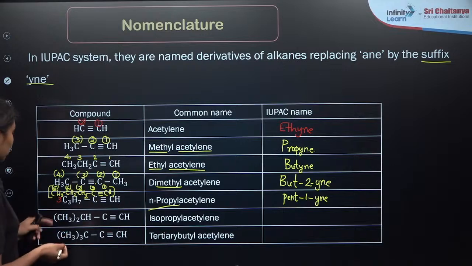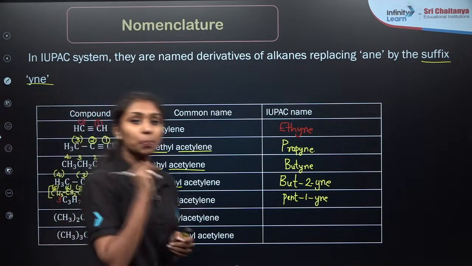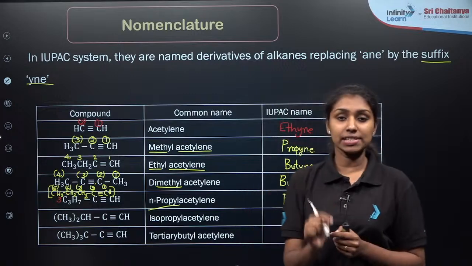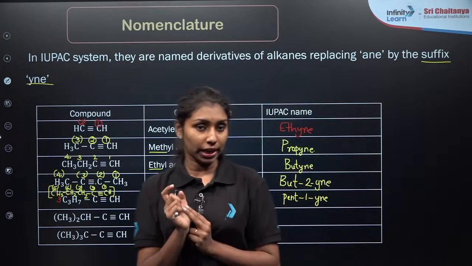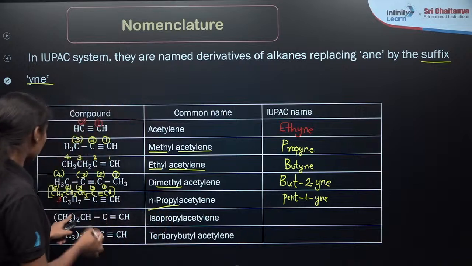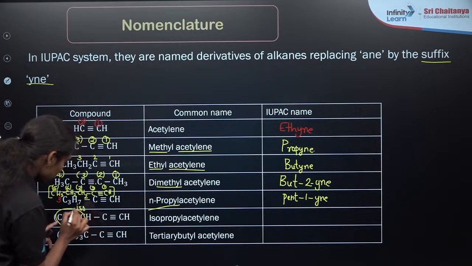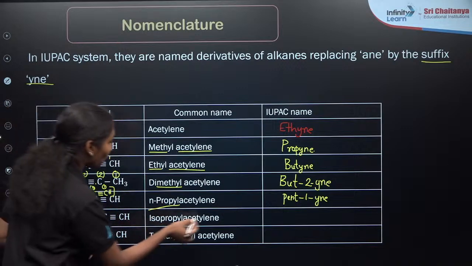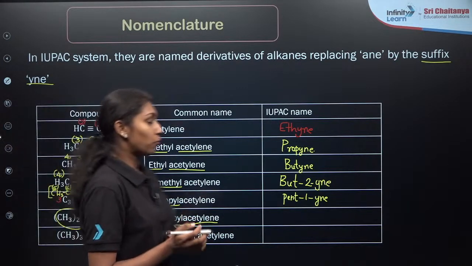Similarly, in the next compound, you can write it as an isopropyl group, right? As we already discussed in the IUPAC nomenclature of alkanes and alkenes, we have studied that a compound with CH3 twice is known as an iso compound, right? So here the compound can be represented like this, this is the iso part. So the common name will become isopropyl acetylene. Then what will be the IUPAC name for the compound?